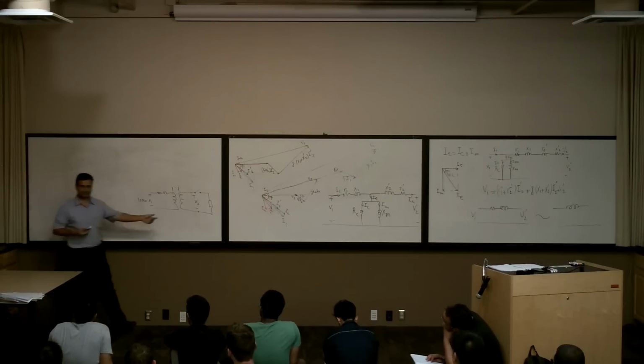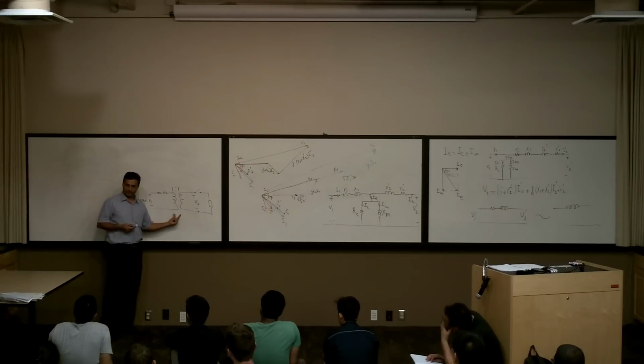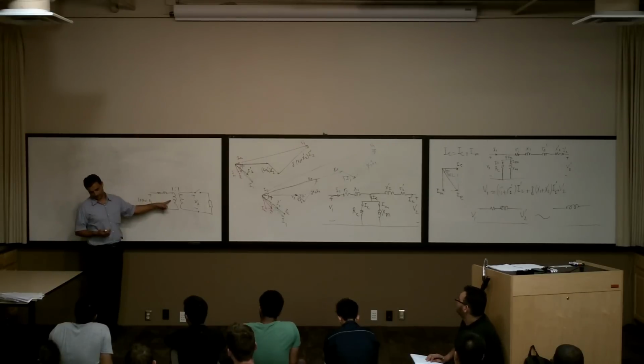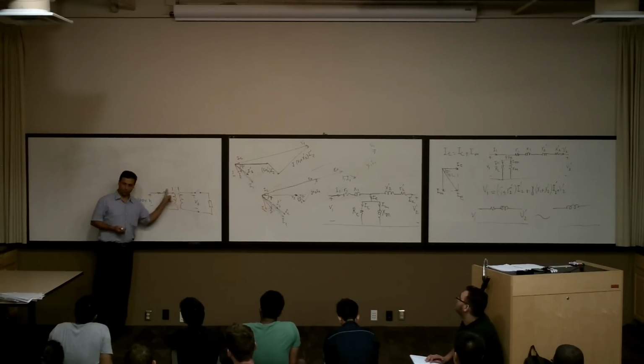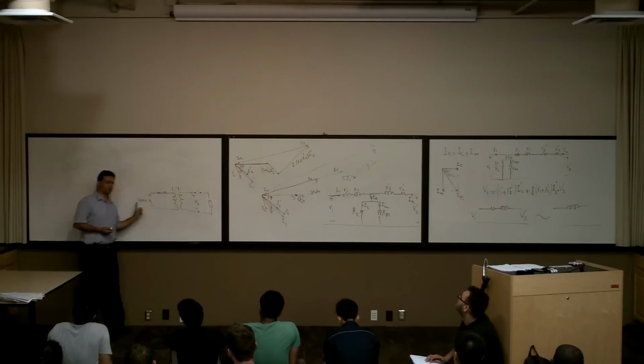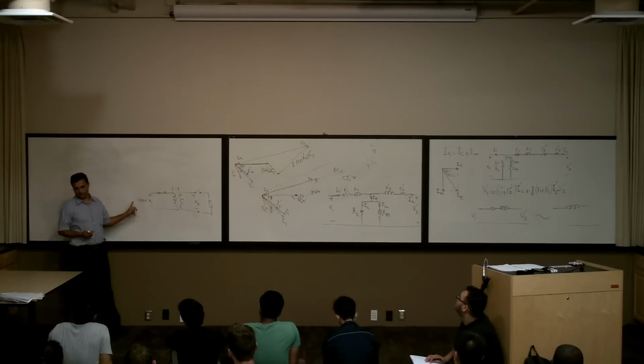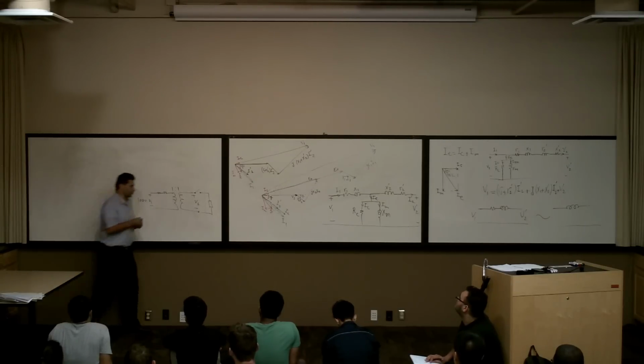Why? This is the ideal transformer, right? N1 I1 is equal to N2 I2, right? If one of the currents is zero, the other one has to be zero, right? So this current is zero. If the current is zero, how much voltage drop do you have there? Zero, right? So basically, because it's a 1-to-1 ratio, V2 is going to be equal to V1, 100 volts, right? Now, let's close the switch.